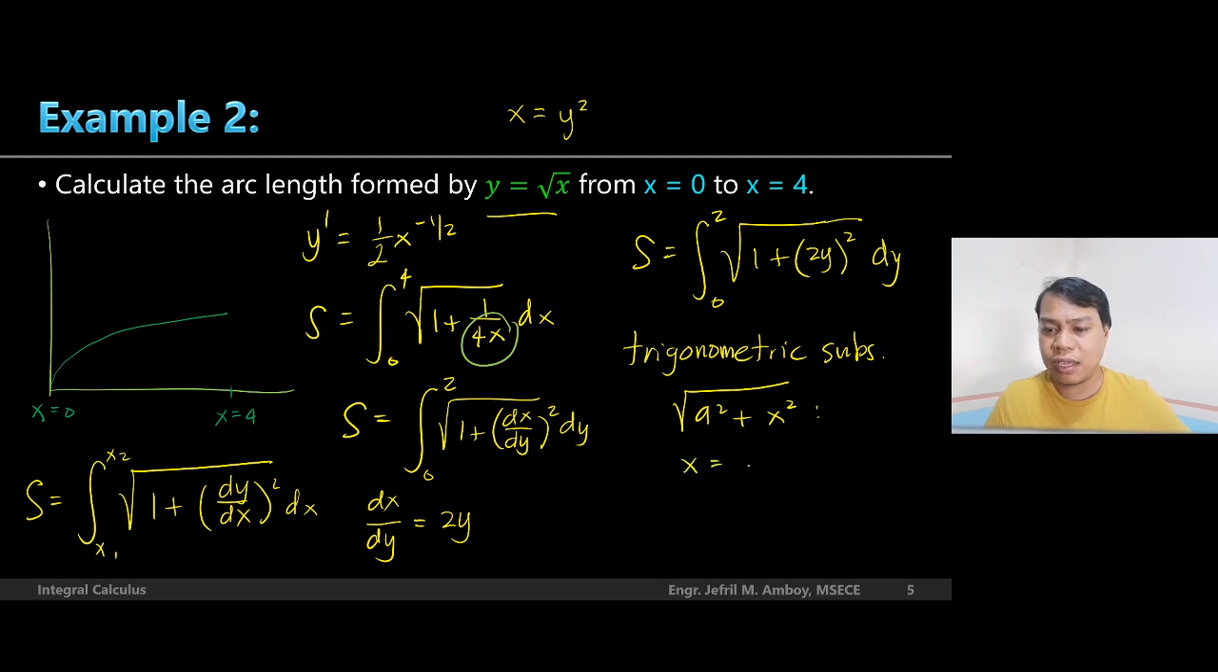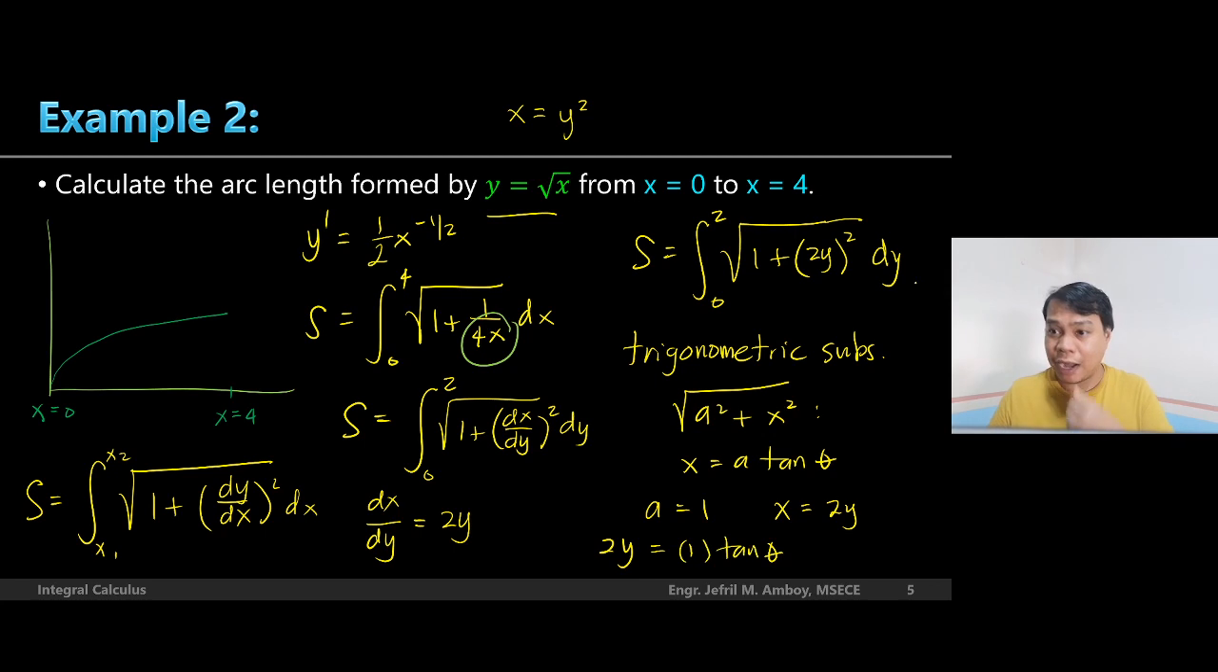We let x be equal to a times the tangent of theta. Here, the a in our problem is obviously 1, and our x is equal to 2y, because it is the term that is squared. So for our representation, the 2y, which is your x, you just make equal to a, which is 1, multiplied by the tangent of theta.